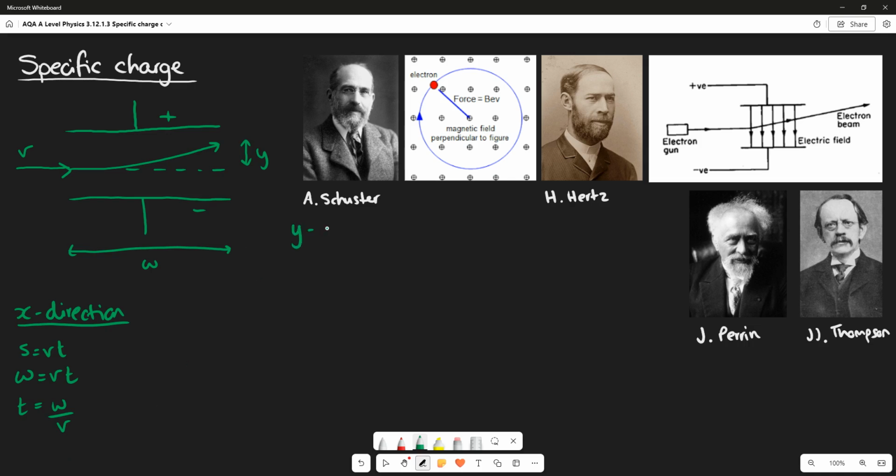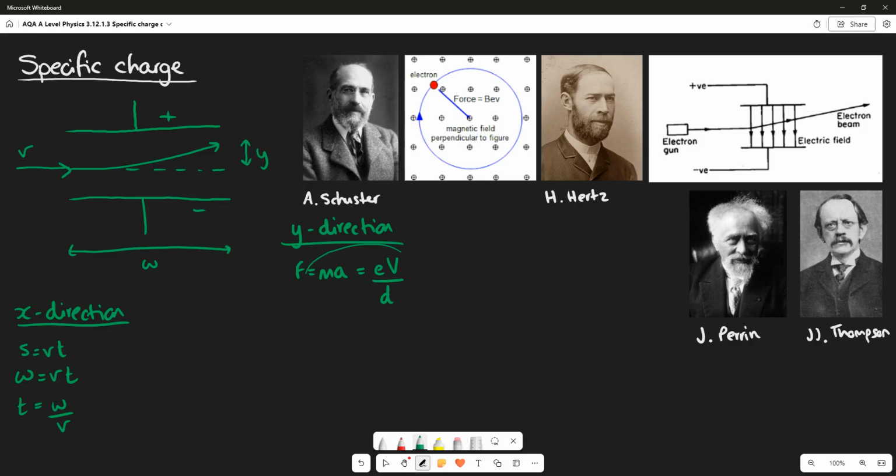In the y direction, so in this direction up and down here, they knew that the electrons were being accelerated towards the positive plate. So where you have acceleration, you have Newton's second law. And they knew that the force causing the acceleration was because there was an electric field. And the force of an electric field on a charged object is given by this equation.